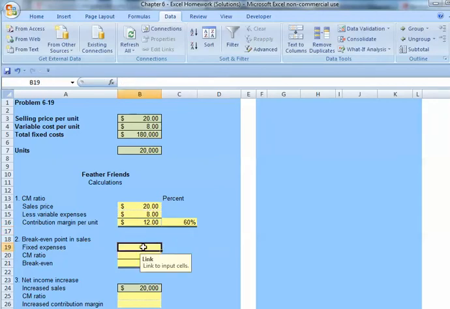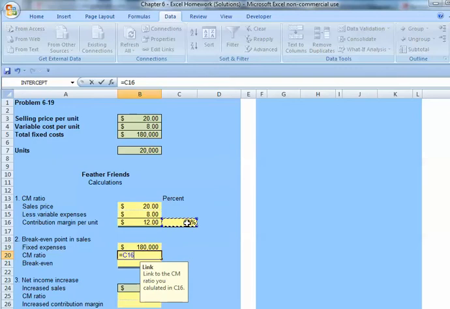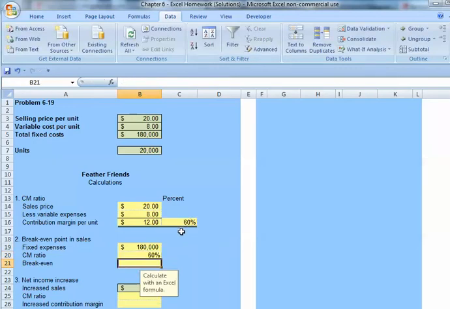For our break-even point in sales, we need to begin by picking up our fixed expenses of $180,000. If we divide that by our contribution margin ratio, which was 60%, we can calculate our break-even level of sales. So 180 divided by 60%. Our break-even level of sales is $300,000.